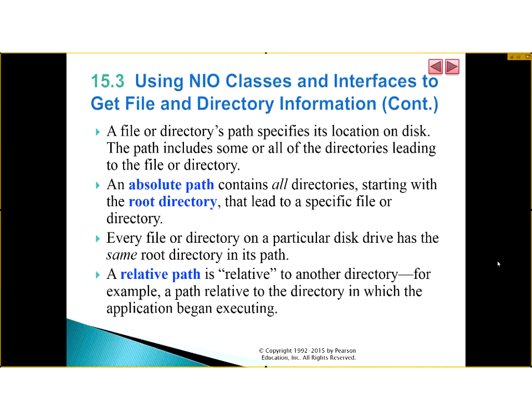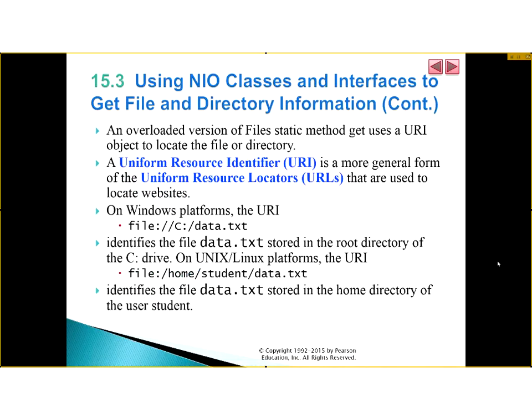We do need to distinguish the difference between an absolute path and a relative path. Hopefully you know the difference. Absolute path, C:, whatever, and a relative path relative to another directory. URIs are used, okay, a more general form of the URLs that you're used to. On Windows, it's file://C:/ whatever. We'll see in the end of the chapter, we don't want people typing this in anyhow.